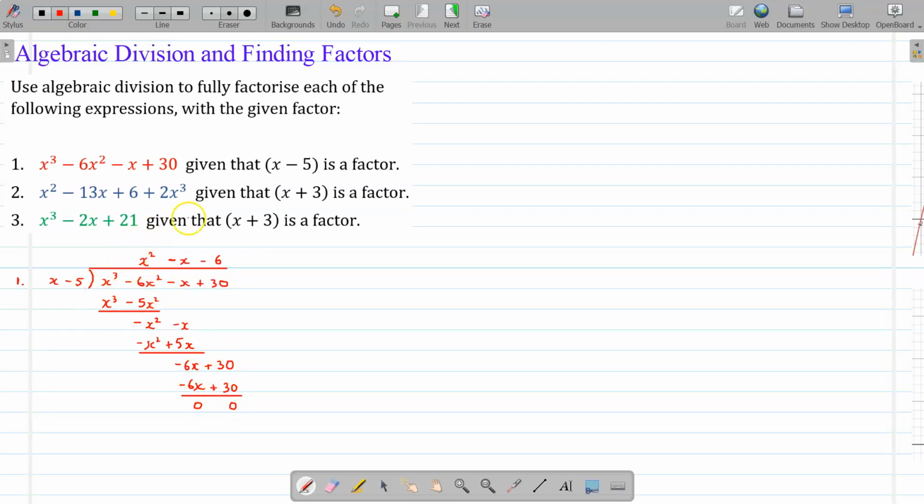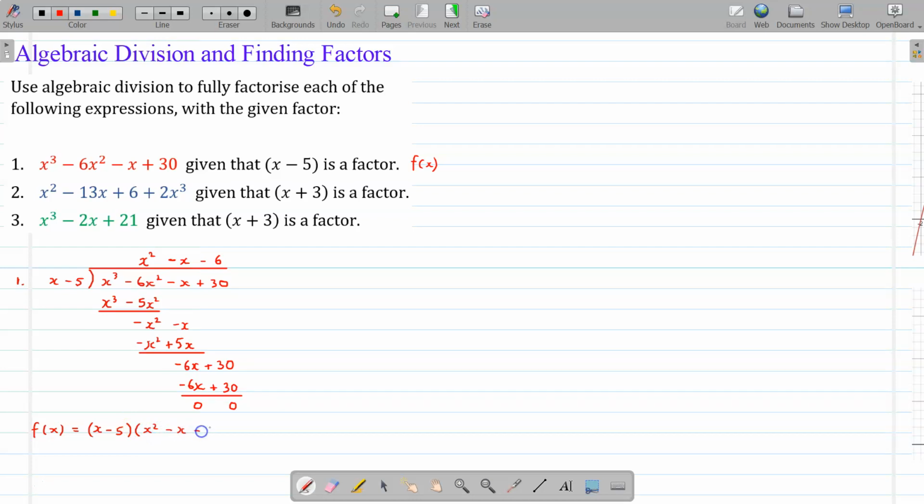So what does this actually mean? Well, if I just call this function here f of x, okay, so that saves me writing it all out again. So this thing here in red is f of x. Then I can say that the function f of x can be expressed as the product of two factors, and the two factors are the given one, x minus 5, multiplied by the quotient or the answer to our division, which is x squared minus x, okay, minus 6.